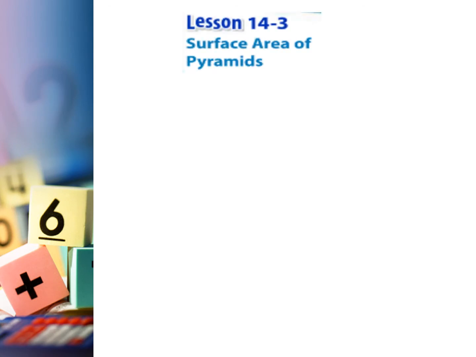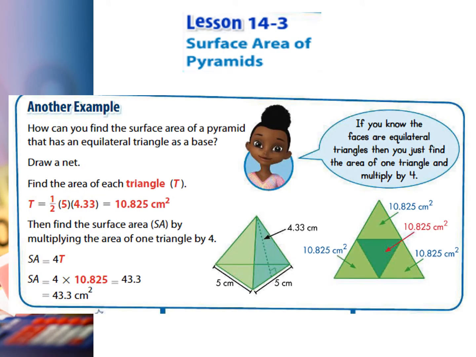There you have it. Now, here's another example. It says here, how can you find the surface area of a pyramid that has an equilateral triangle as a base? If you know that the faces are equilateral triangles, then you just find the area of one triangle and multiply by 4.